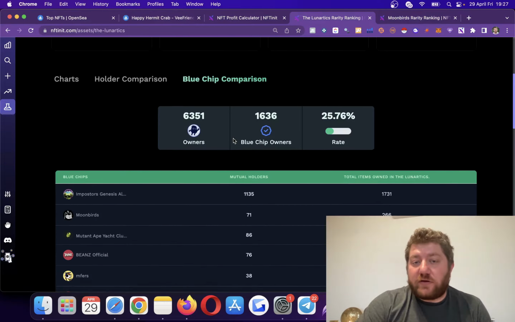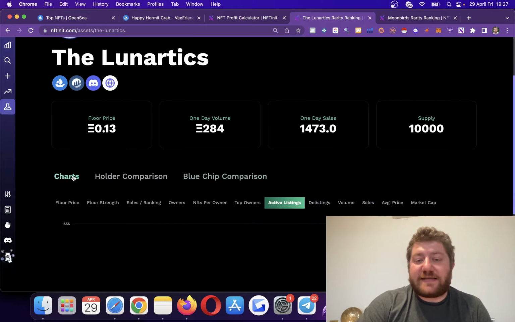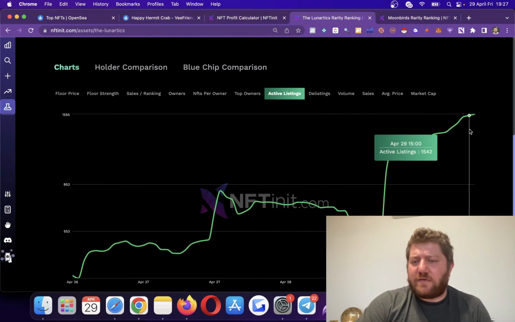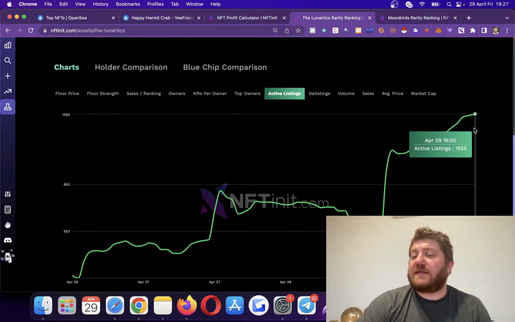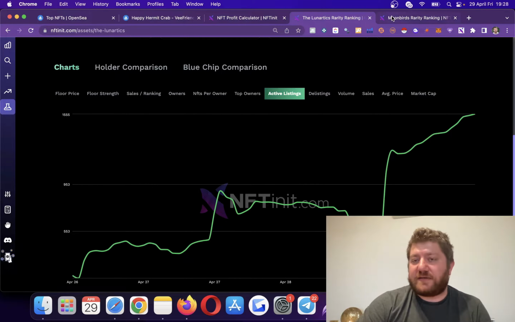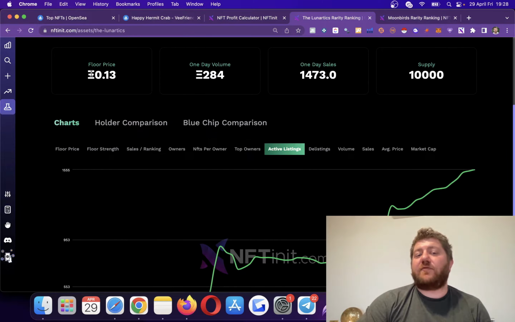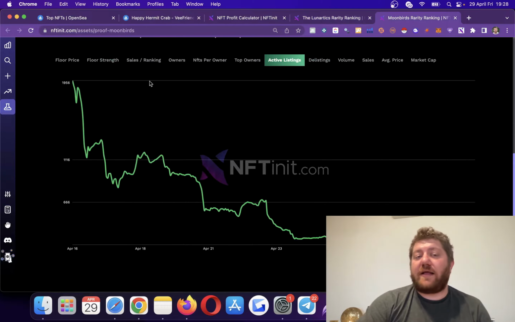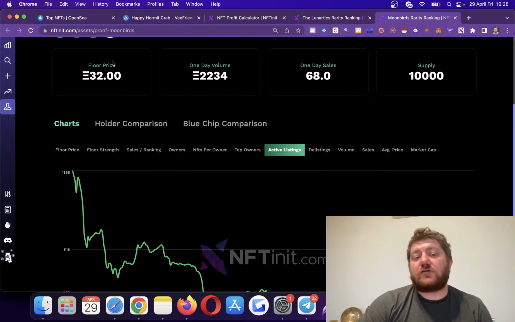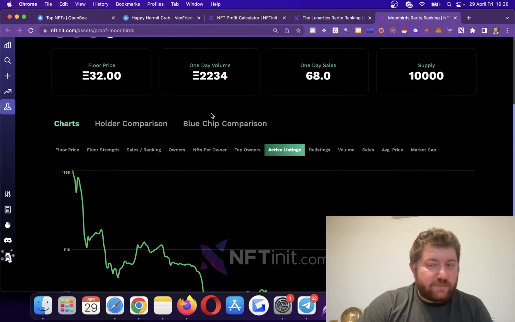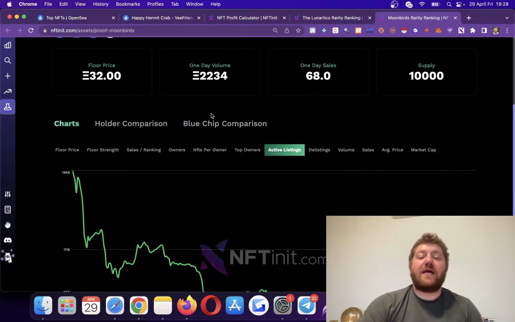However, if you check Lunatics and check their active listings, I think it is above 1,500. You see the difference. And then these guys have a floor price of 0.13, and then Moonbirds has a floor price of 32 Ethereum. There is a huge difference.